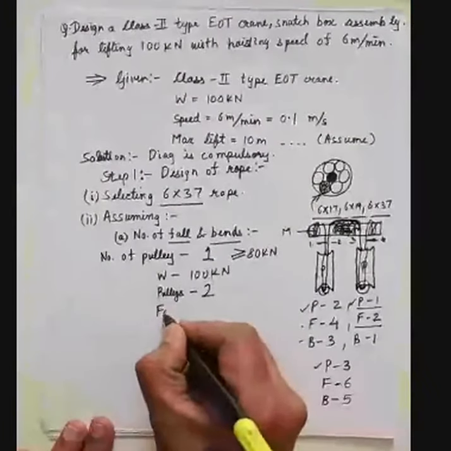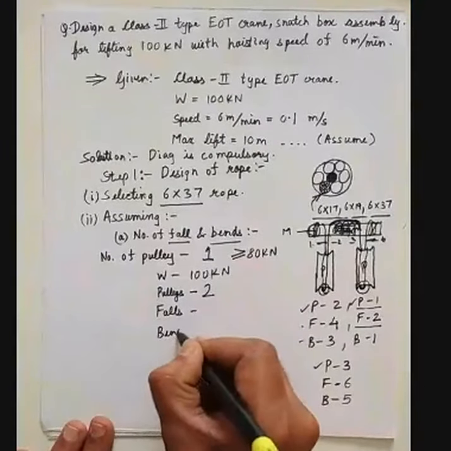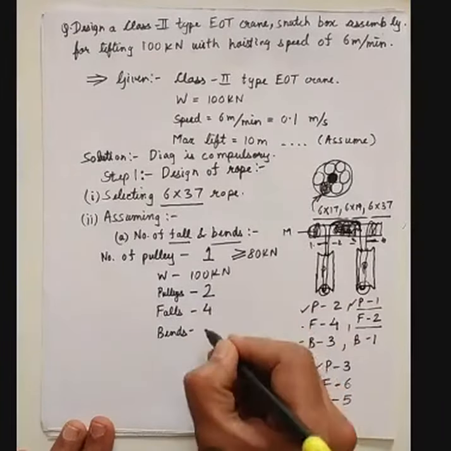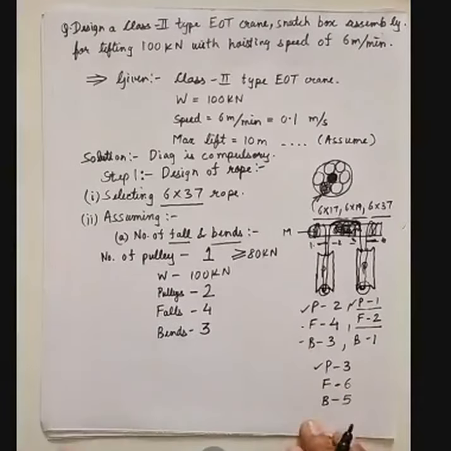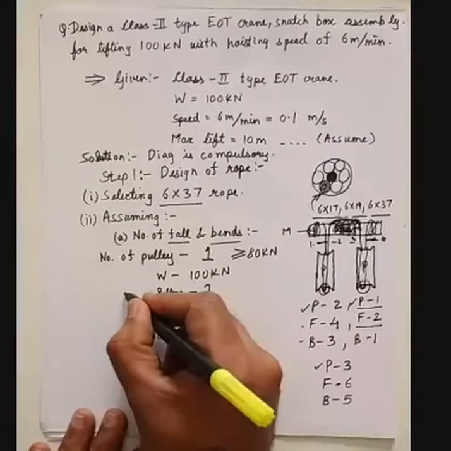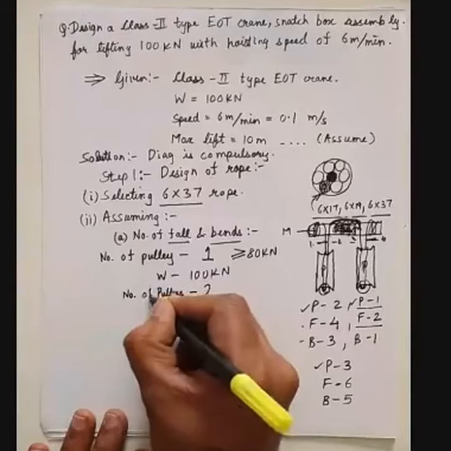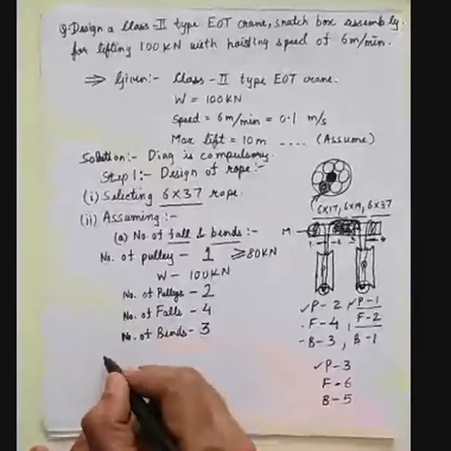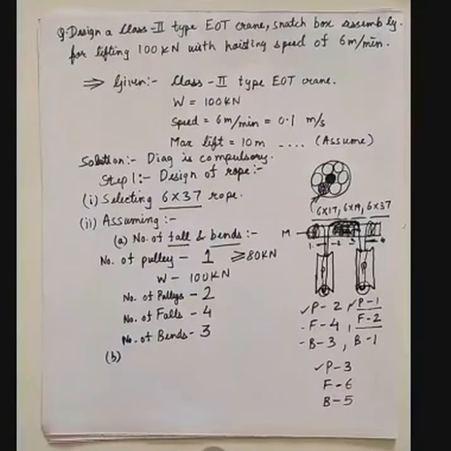So how many falls and how many bends? It is easy. Once you understand this diagram, falls and bends will directly come: 4 falls and 3 bends. Does anyone have any doubt in the number of falls and bends? Can we move on? Yes, sir.